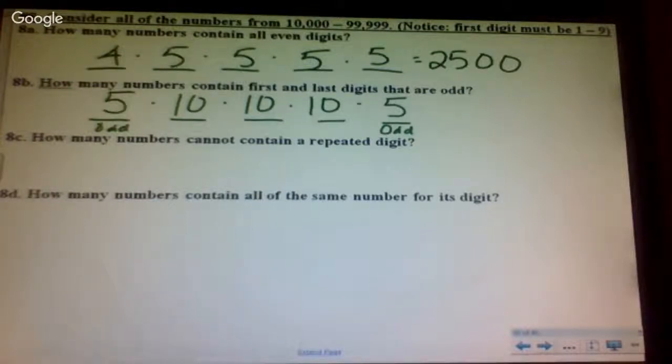Your odd numbers: 1, 3, 5, 7, 9. You have 5 options to fill that spot. So now it's 25,000.